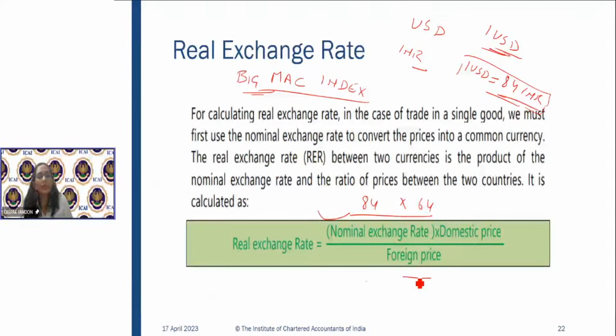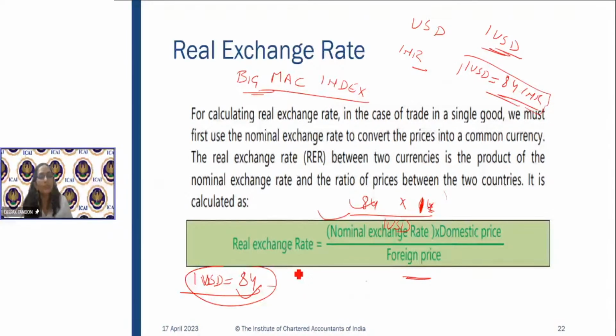So foreign price of the good, foreign price is 1 USD, no? So you take 1 USD here, and then you go for calculating 64. No, this is 84 and this is how many dollars? 64 is how many dollars? Let's say it is $1 only. So if the value comes to $1 USD equal to 84, that means the rate is at par. This rate and the rate of McDonald's burger is same.